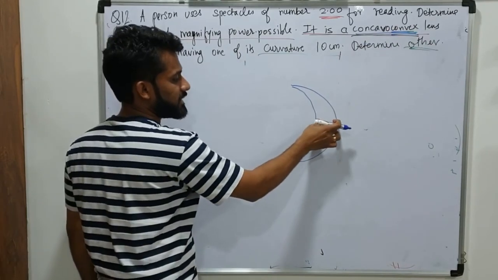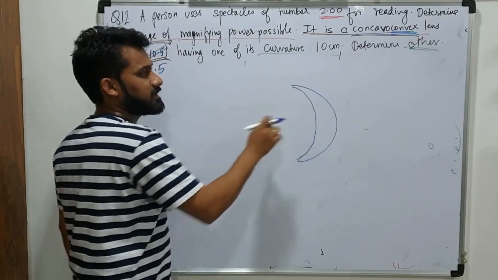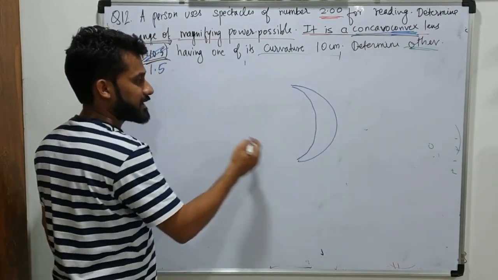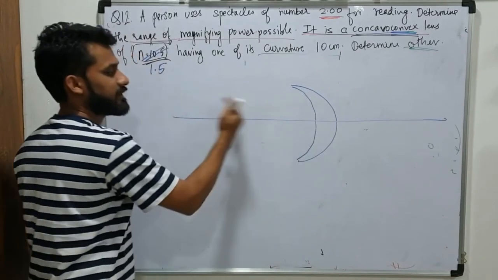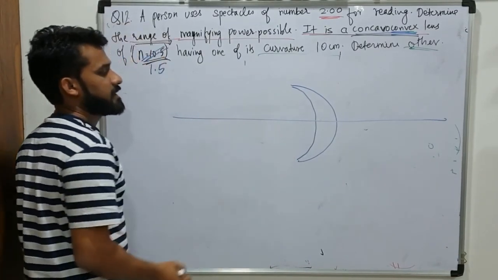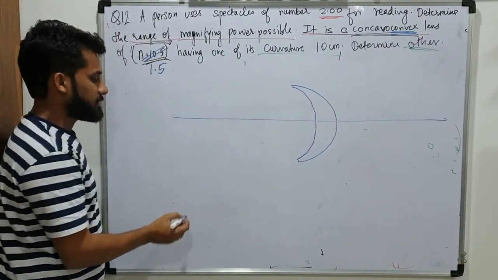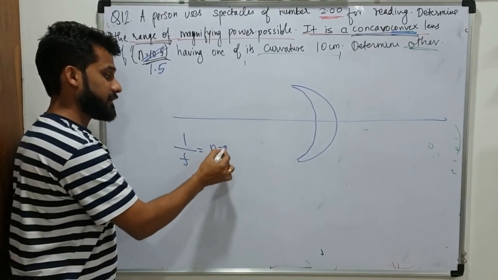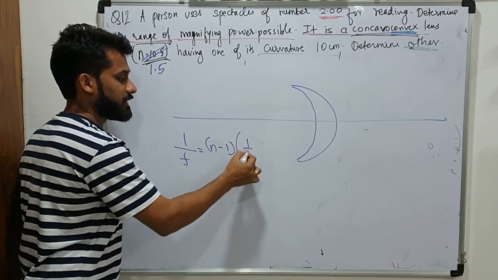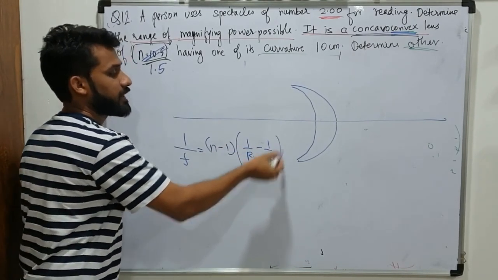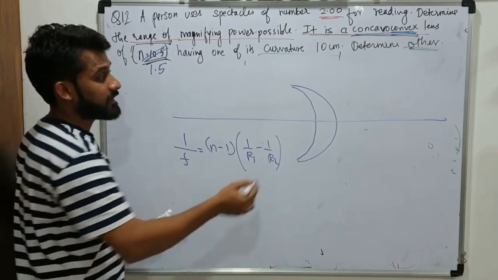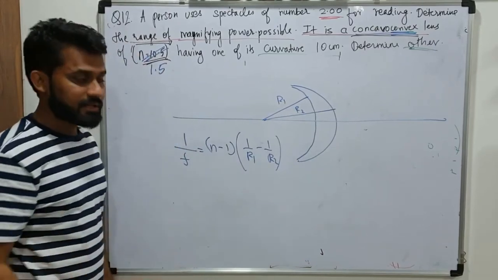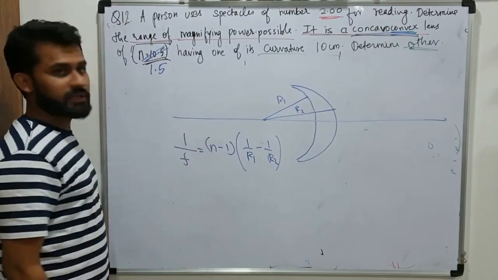A convex lens is thick at the center and thin at the ends, and one of the parts is concave. So this is a concave or convex lens. Clearly its focal length will be negative, as the focus will be on the left side. If I use the lens maker's equation, 1 by F is equal to N minus 1 times 1 by R1 minus 1 by R2. From this figure, it is clearly visible that both the radii are negative. R1 and R2 are both on the left side, so both are negative.